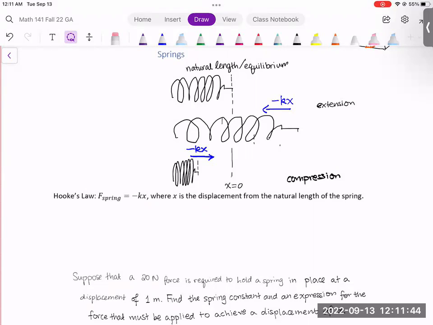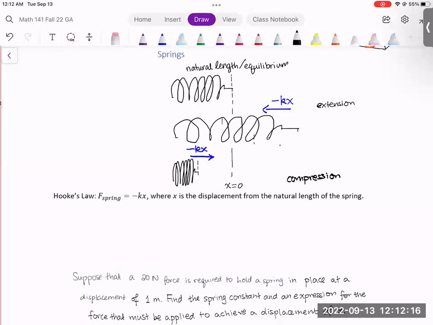So there are two things we could do to a spring. We could pull it out, we call this an extension, or we could squish it down, we call this a compression. And Hooke's law tells us the force that this spring is going to exert. It says that the force of the spring is given by negative kx, where x is the displacement from this natural length of the spring. We can think of the natural length as being where x equals 0.